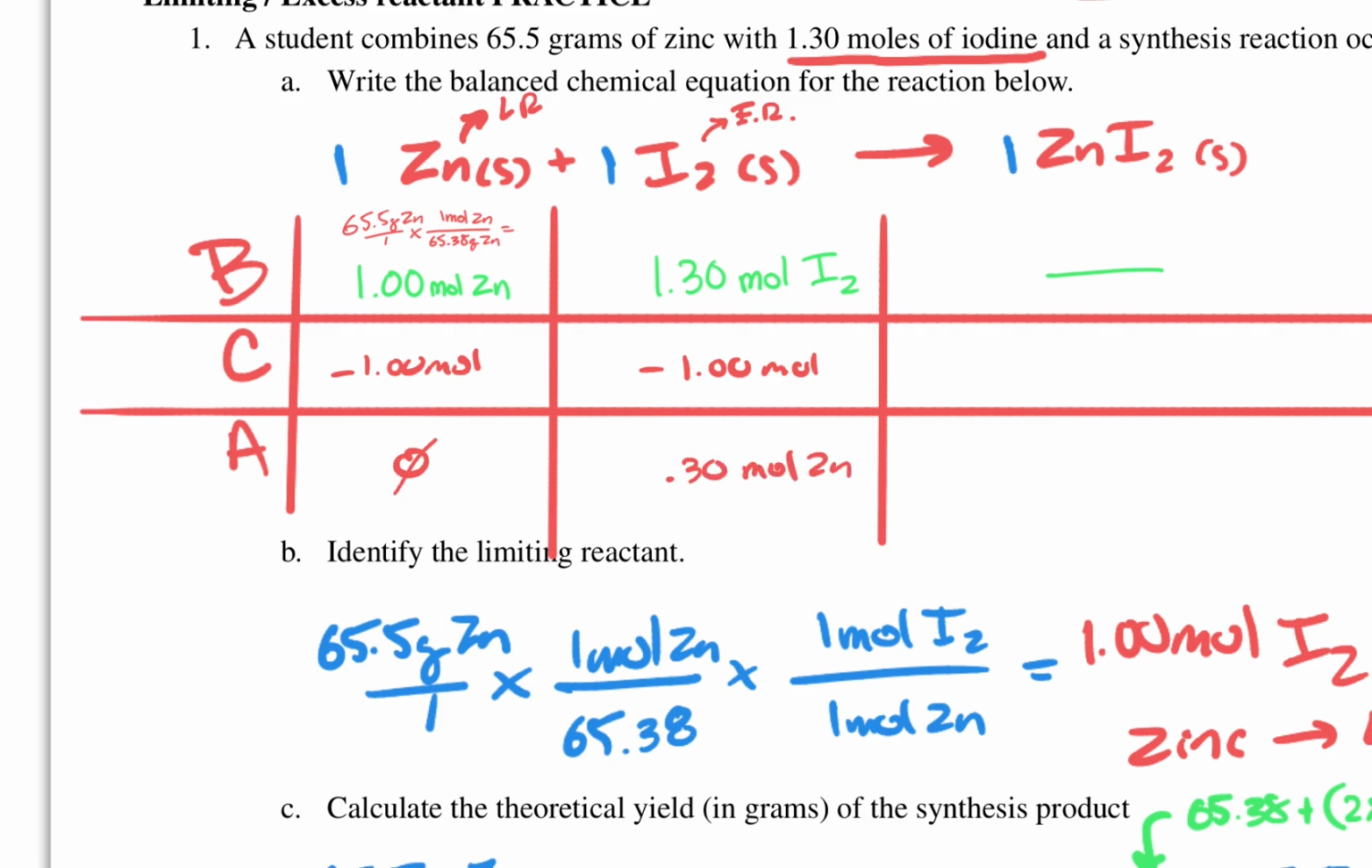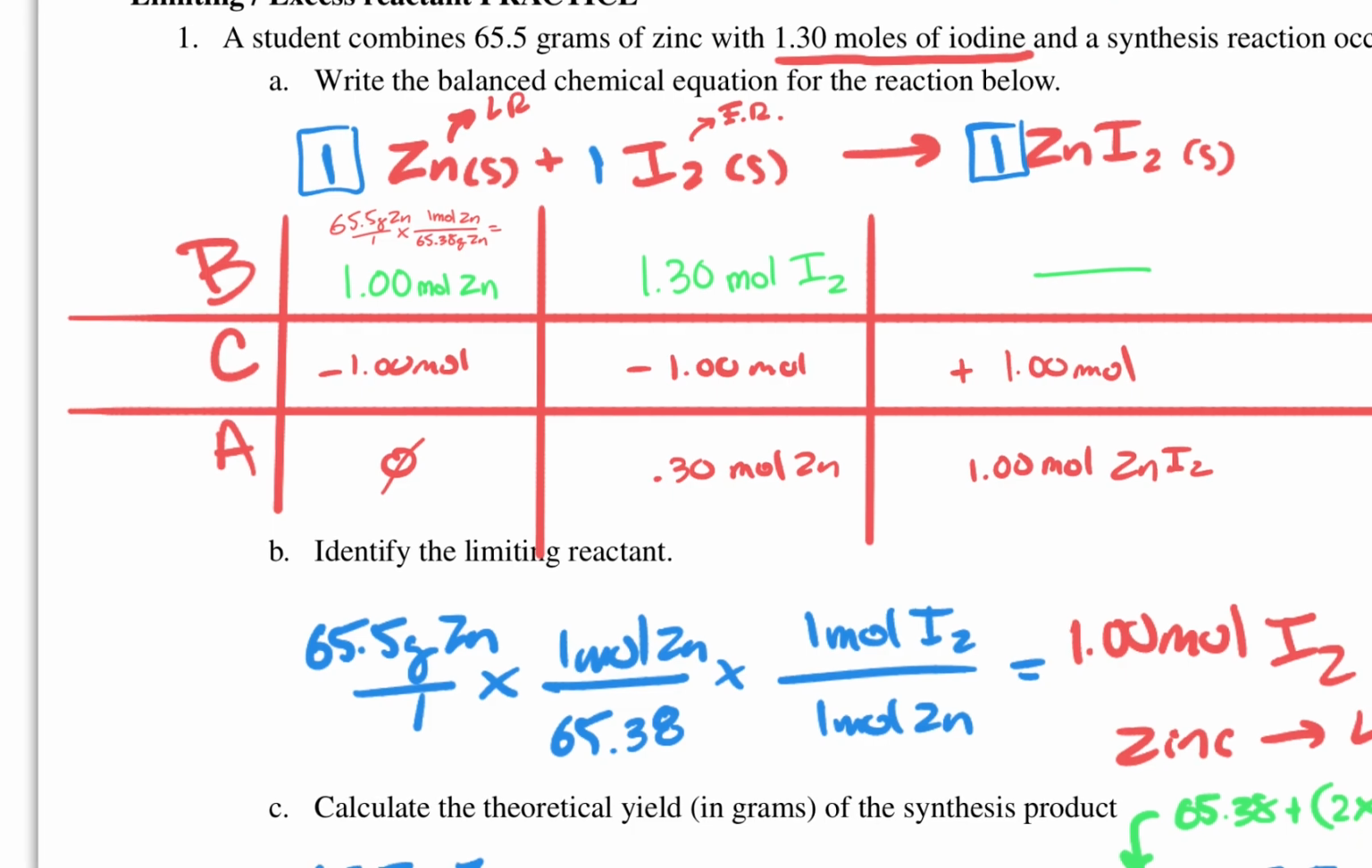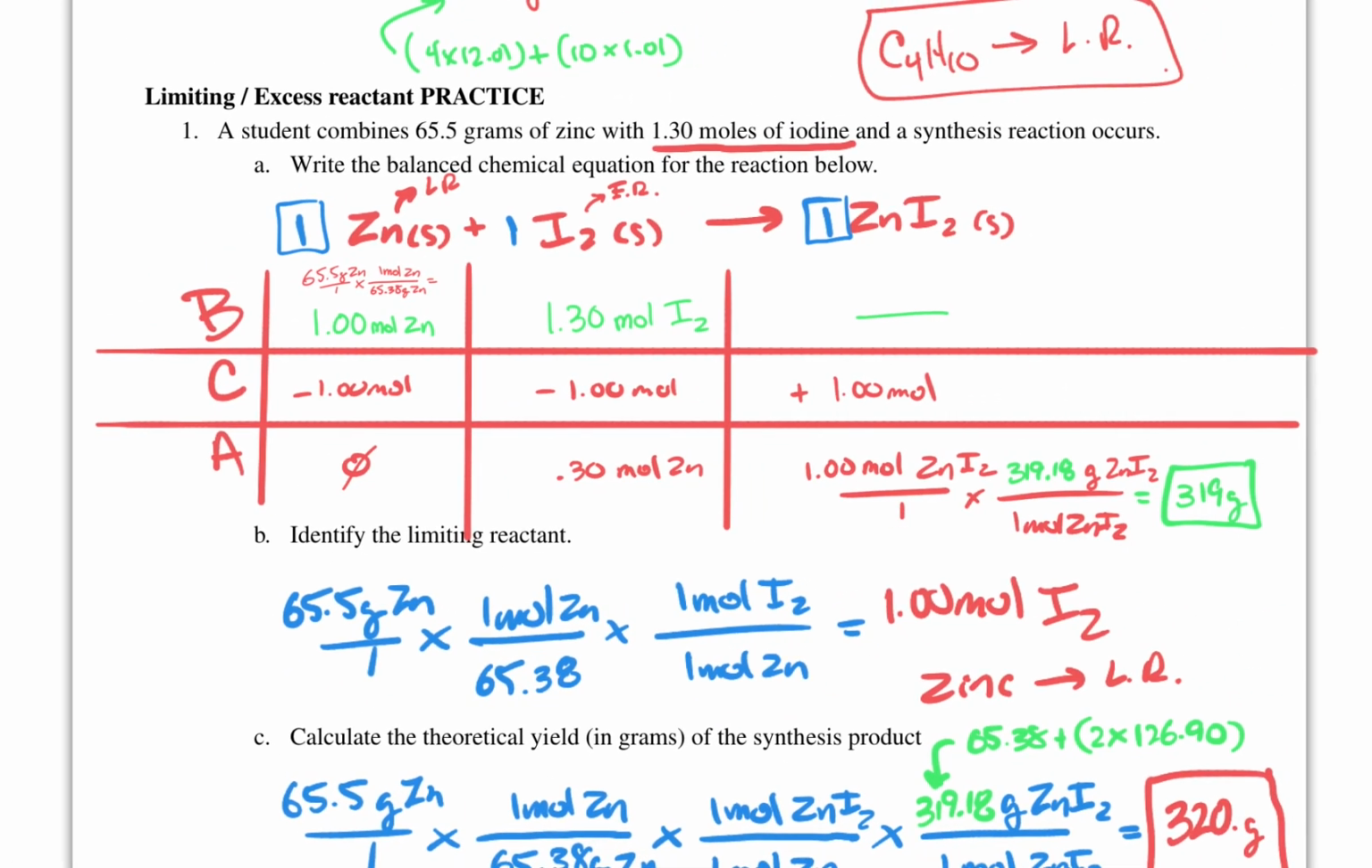Now, in the process of the reaction, we're going to form 1 mole of zinc iodide because, again, it's a 1 mole of the limiting reactant to 1 mole of the product ratio. So for every mole I use of the limiting reactant, I make a mole of the product. And then at the end of the reaction, I'll have 1 mole of my zinc iodide, which I can quickly convert into mass by using the molar mass of zinc iodide, which we found earlier to be 319.18 grams.